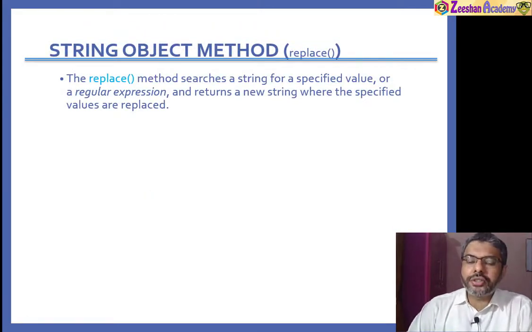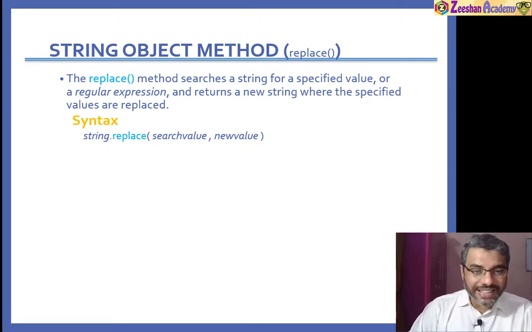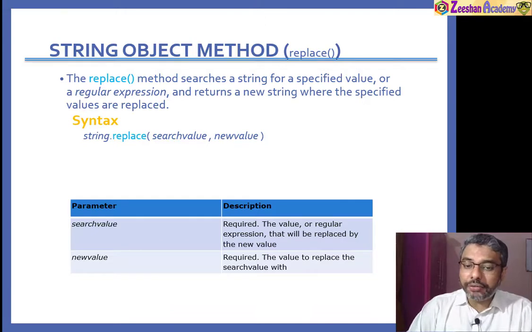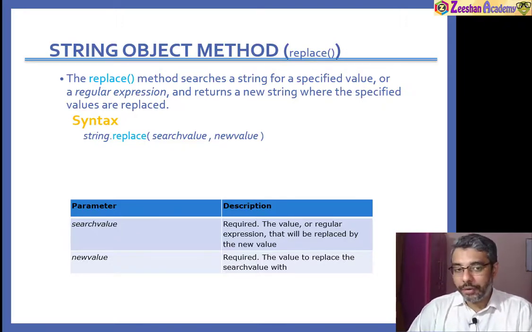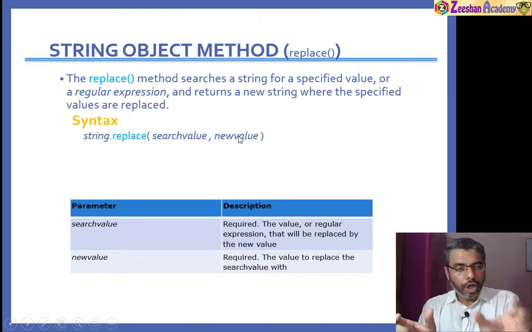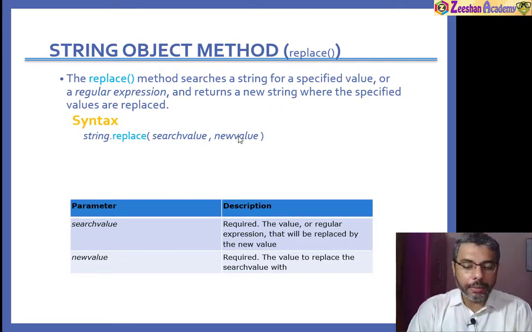The replace method searches a string for a specified value or regular expression and returns a new string where the specified values are replaced. The syntax is string.replace(search value, new value). So if you want to replace something within a string, we use the replace function. Search value is again required: the value or regular expression that will be replaced by a new value. New value is also required; this value will be replacing the search value. So when it finds the search value, it will automatically replace it.